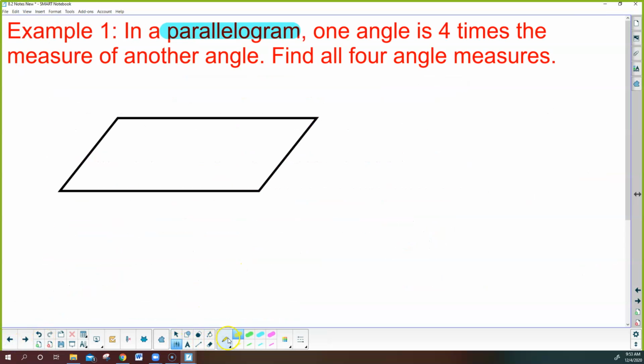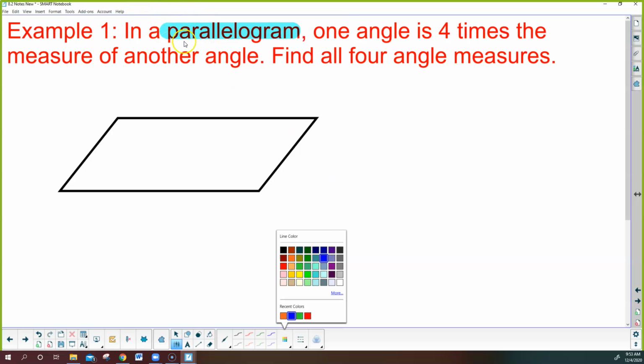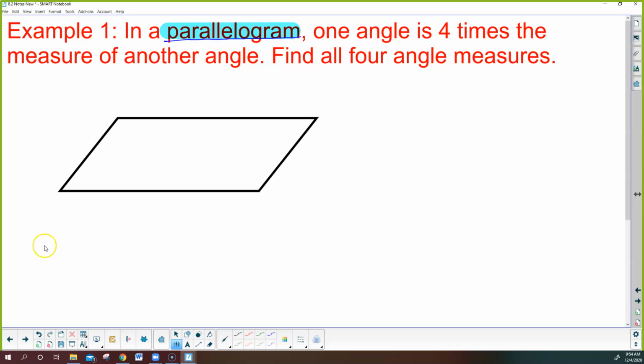Okay, let's go over this and I'm going to take a look. And I want to show my thought process in this. So when I see a problem like this, I see the word parallelogram. So I'm thinking all of the things we just talked about have to be true, but which one of those specifically relate to this problem? One angle is 4 times the measure of another. So now we're talking about angles.